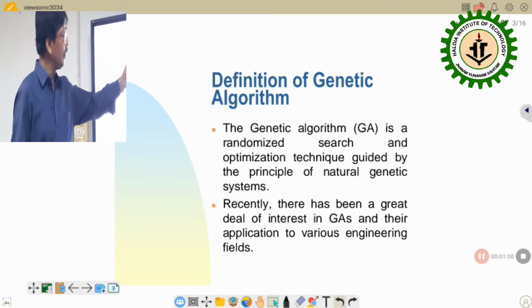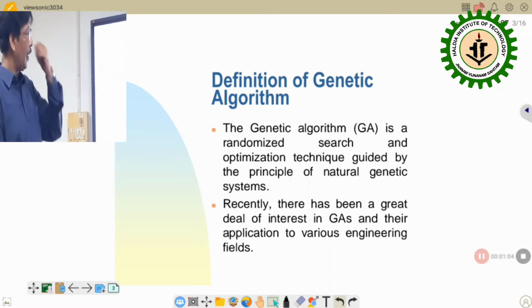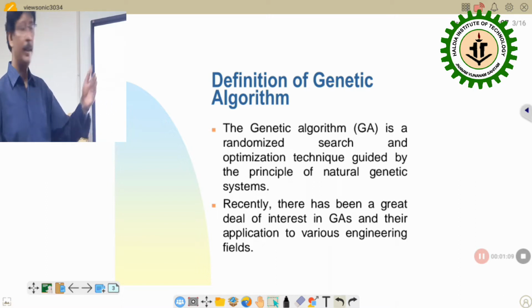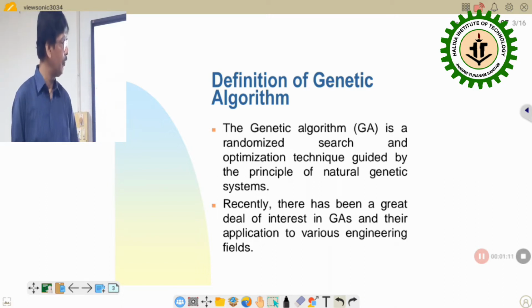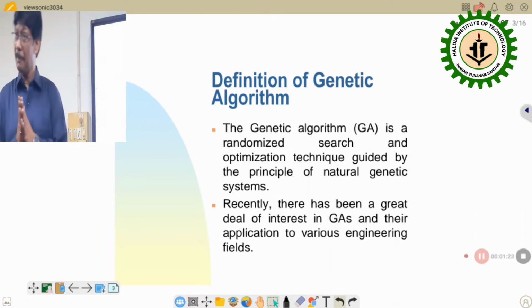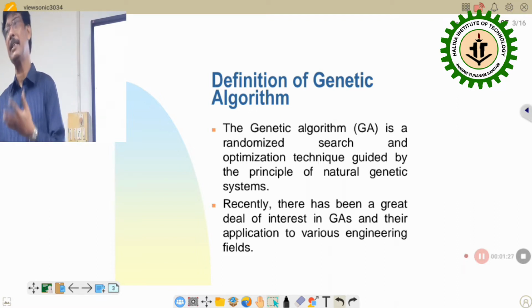So first, what is the genetic algorithm? That is the definition. A genetic algorithm is a randomized search and optimization technique guided by the principle of natural genetic systems. Now, what is called a natural genetic system? You know what Darwin's principle is: Darwin's principle of reproduction and survival of the fittest. Here that means the fittest one can survive in the next generation.